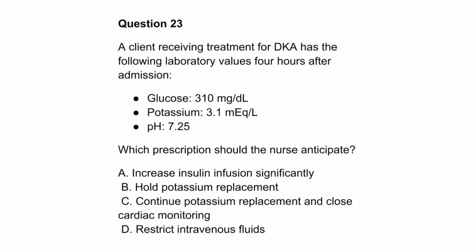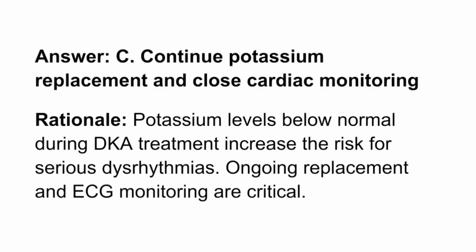A. Increase insulin infusion significantly. B. Hold potassium replacement. C. Continue potassium replacement and close cardiac monitoring. D. Restrict intravenous fluids. Answer. C. Continue potassium replacement and close cardiac monitoring. Rationale. Potassium levels below normal during DKA treatment increase the risk for serious dysrhythmias. Ongoing replacement and ECG monitoring are critical.